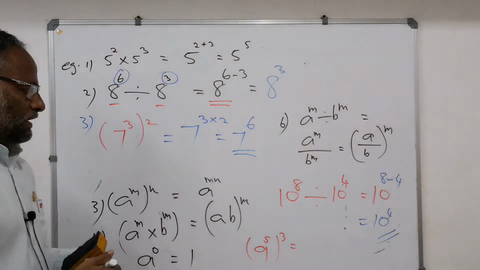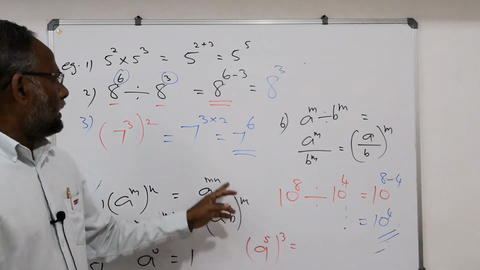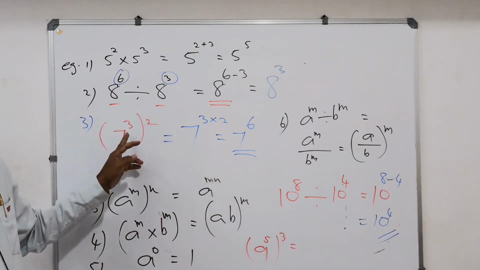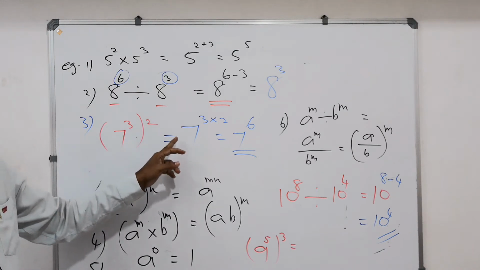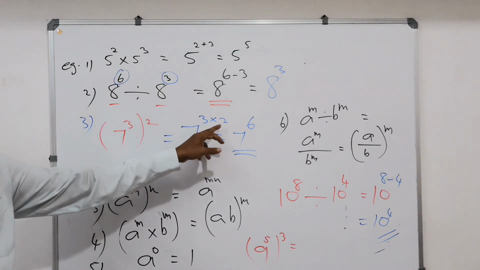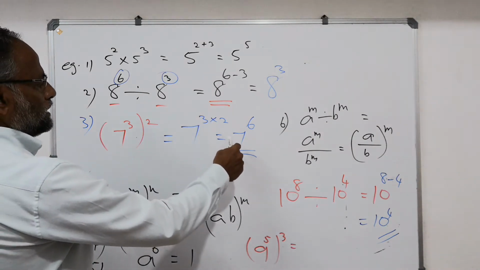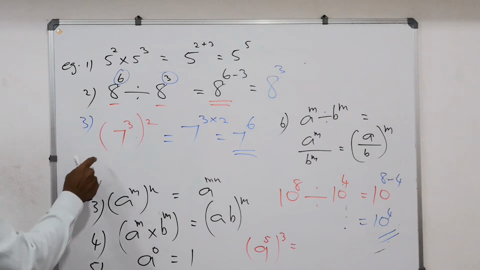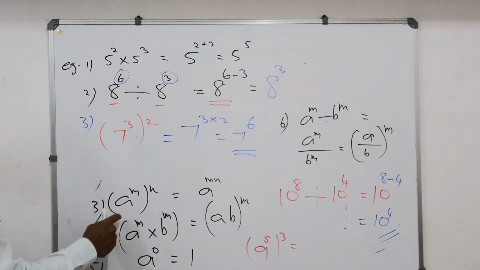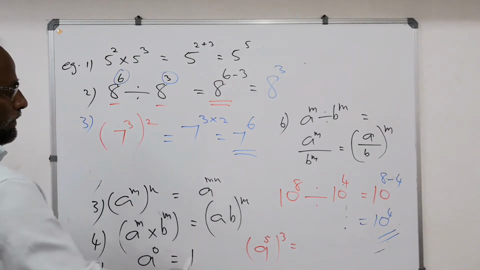Okay, listen here. Let me conclude. Let me finish this one. I told you here multiplication: 7 cube all to the power of 2. Here that means 7 to the power of 3 into 2, that is 3 2s are 6, so 7 to the power of 6. Now what I am talking about is the third law, that is a to the power of m all to the power of n, that is a to the power of mn.